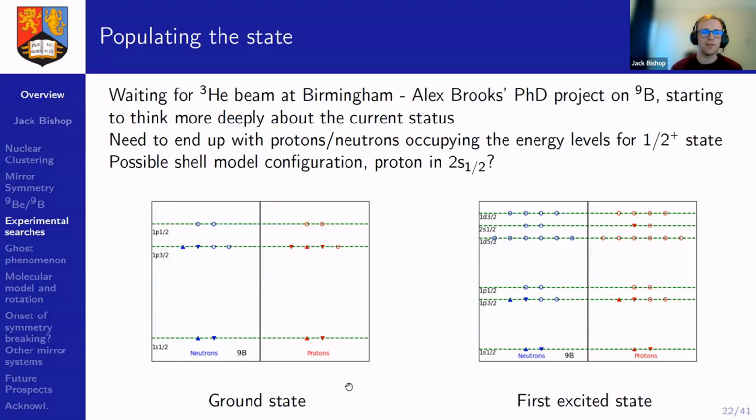So we've got our valence proton in the 1p 3/2 orbital. This is giving us our 3/2- state. If we want to get to a first excited state that's a 1/2+, then the proton is going to have to come way up here to the 2s 1/2 orbital.